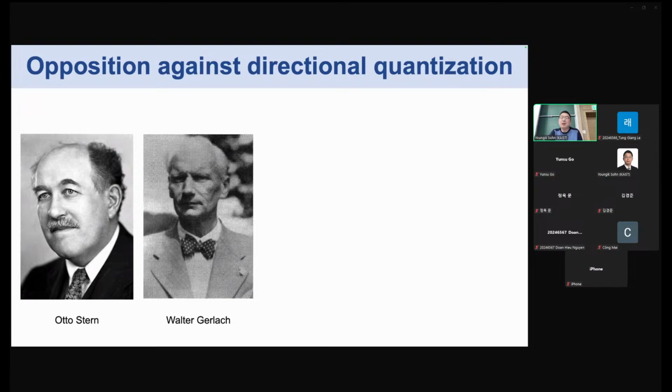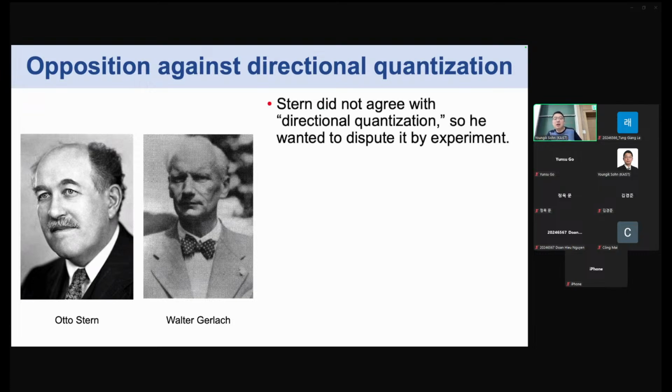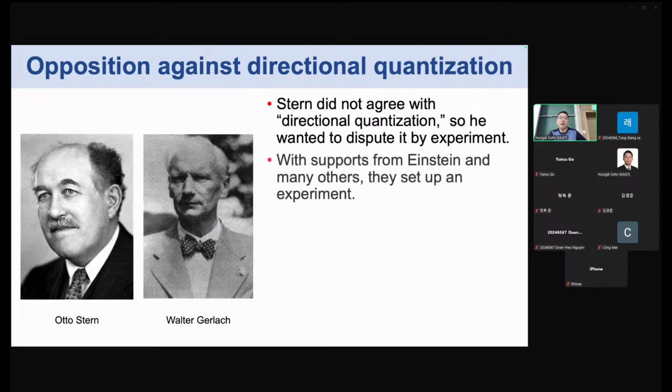Some other scientists thought, okay, that doesn't look quite right. They were not really believing in that ellipsoid number, the quantization of the ellipse. And these two are Stern and Gerlach. They did not agree with this directional quantization, so they wanted to do an experiment to see what's really correct. They didn't really believe that theory. So they talked to many other scientists, and a lot of scientists supported them, including Einstein. They set up an experiment.